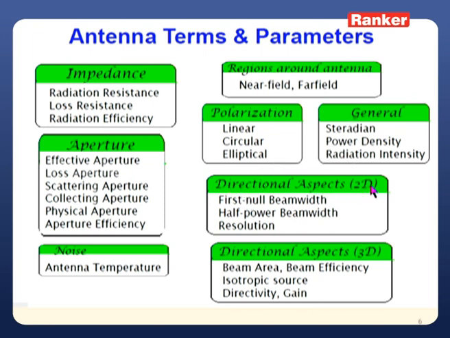According to the directional aspects, in the two-dimensional pattern, we are supposed to observe the first null beam width, or beam width between first nulls, in short also called FNBW. And half power beam width, also shortly called HPBW. And resolution of the antenna. These three are the parameters we are supposed to observe, and they come under the two-dimensional directional aspects. Similarly, there will be three-dimensional directional aspects. They are called the beam area, beam efficiency, isotropic source directivity, and gain. So all these are three-dimensional directional aspects. Like this, we have many more parameters related to the antenna. They will be useful for understanding and observing our antenna design.